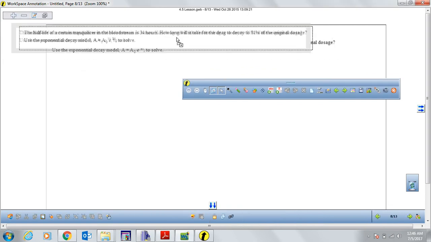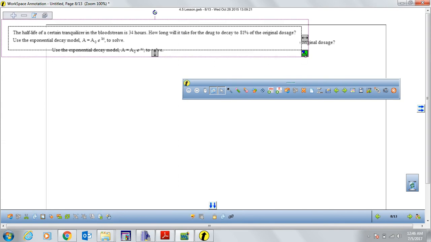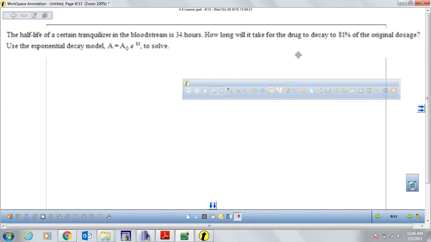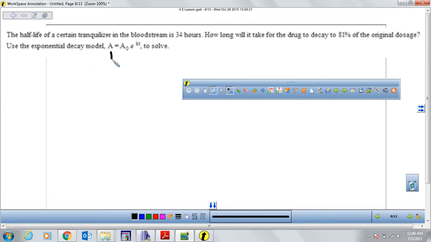This problem says that the half-life of a certain tranquilizer in the bloodstream is 34 hours. How long will it take for the drug to decay to 81% of the original dosage? So, first of all, we're going to look at the first sentence. We're going to use this model, but you see that now they don't give us anything on the model. That's going to be the problem here.